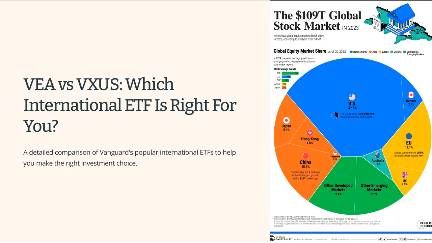Our first comparison point is the fundamental objective of each fund. VEA aims to track the performance of the FTSE Developed All Cap ex US index. It focuses on developed markets outside of North America. On the other hand, VXUS aims to track the performance of the FTSE Global All Cap ex US index. This includes both developed and emerging markets outside of the United States. So, if you are looking for exposure to emerging markets as well, VXUS might be a better choice.